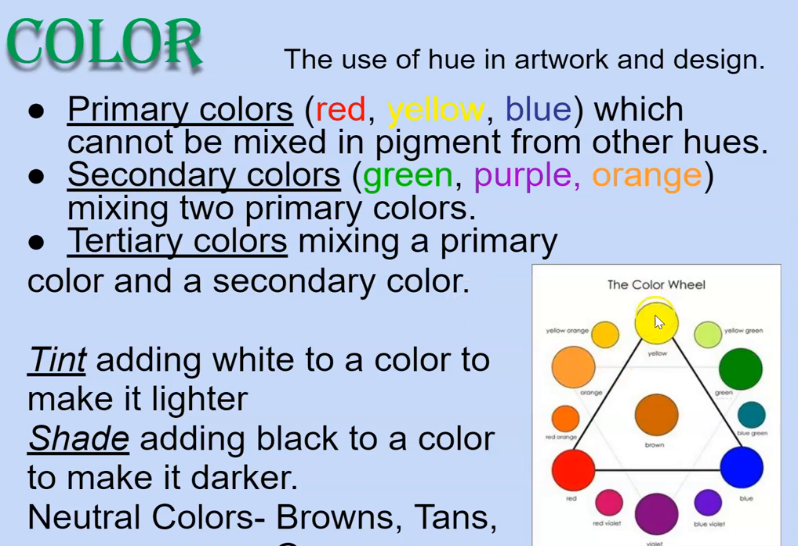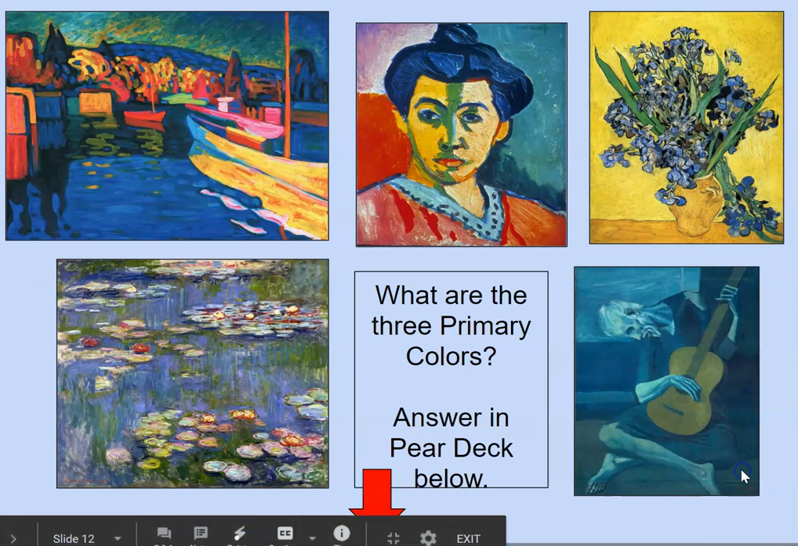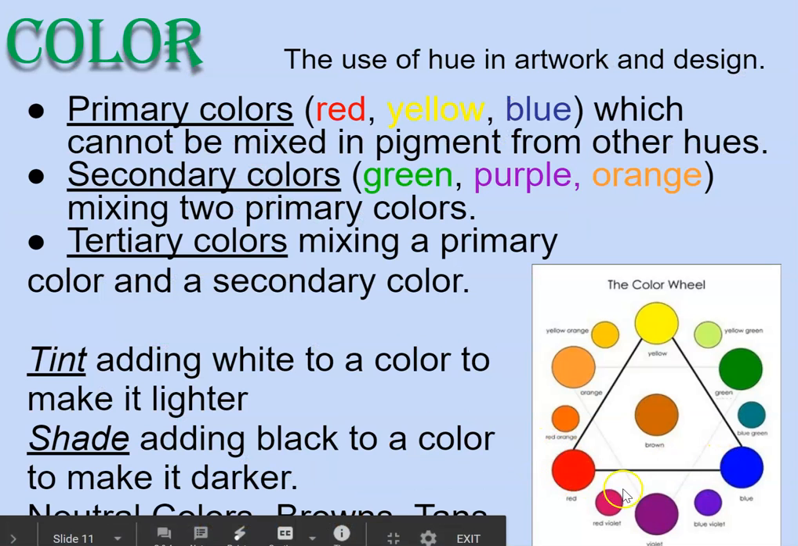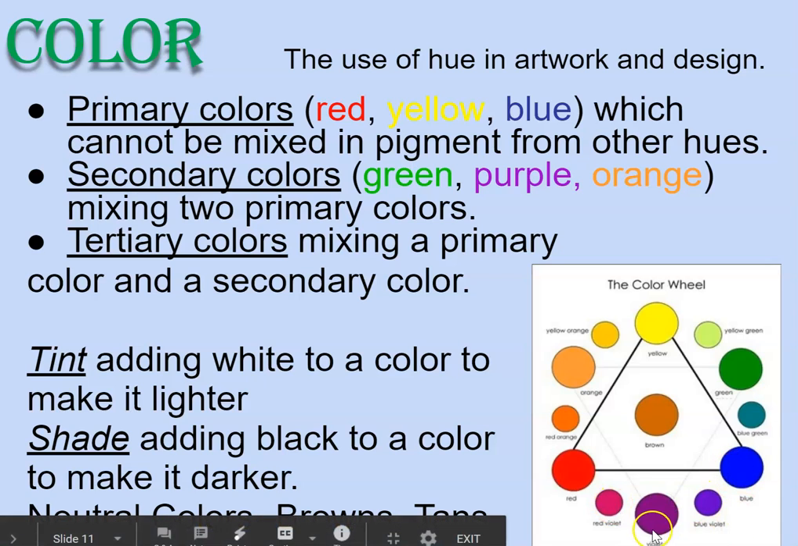Okay, so here we have our color wheel. We have our primary colors, yellow, blue, and red. We have our secondary colors: red and yellow equal orange, yellow and blue equal green, blue and red equal purple. All right, so those are primary and secondary, and then we have our tertiary. Mixing a secondary and a primary, like red and violet, we get red-violet. Blue and violet together make blue-violet. The names are simply named after the two colors that mix them.